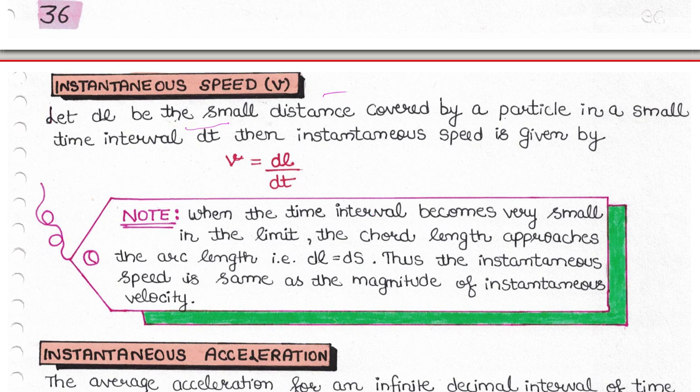Now, what is instantaneous speed or v? Let dl be the small distance covered by a particle in a small time interval dt. Then the instantaneous speed is given by v = dl/dt. Note, when the time interval becomes very small, in the limit, the chord length approaches the arc length, that is dl = ds. Thus the instantaneous speed is the same as the magnitude of instantaneous velocity.